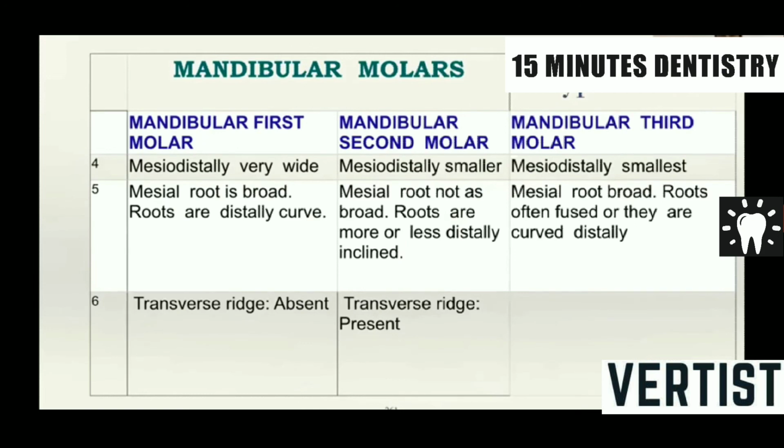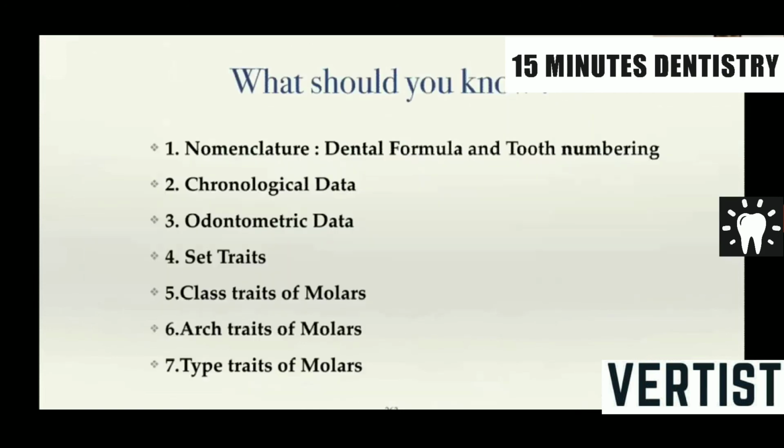The roots are broad in the first molar, and then mostly fused in the third molar. So what you should know whenever you want to study any tooth: you should know the nomenclature, the dental formula and tooth numbering system. You should know the chronological data. When has the initial calcification begun? When did the crown form? When did the tooth erupt? When is the root going to form completely?